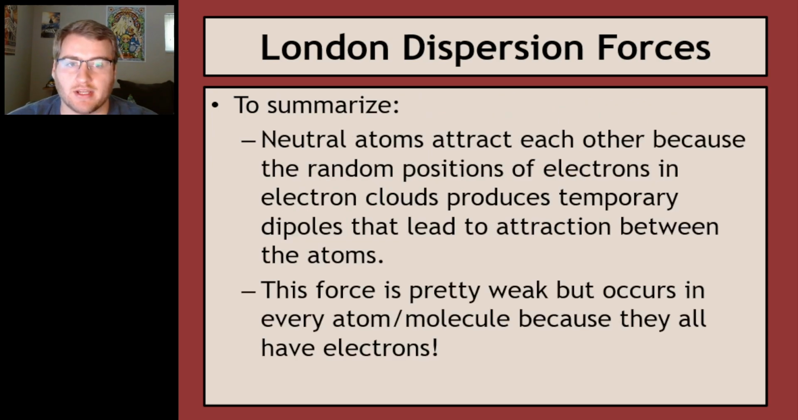So to summarize here, neutral atoms attract each other because the random positions of electrons in electron clouds produce temporary dipoles that lead to attraction between atoms. The force is pretty weak, but it occurs in every single atom or molecule because they all have electrons for this effect to occur. So this is our baseline starter intermolecular force that everything will have.